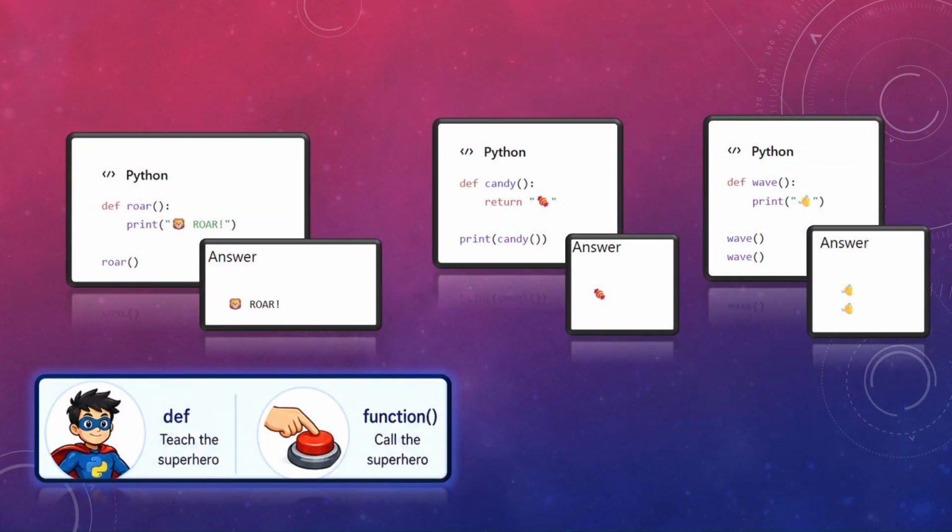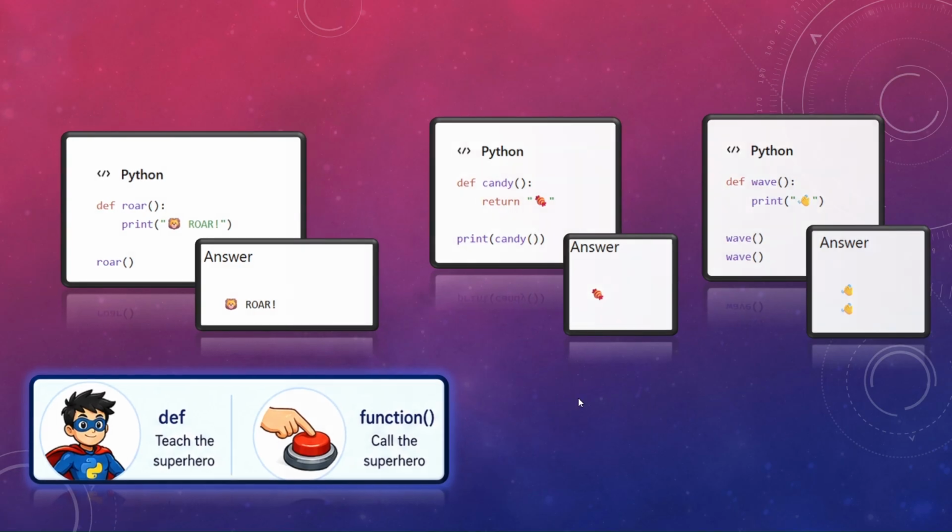Now, here I've shown you certain simple functions. Roar: as soon as you call this, the lion would roar. Candy: it will return a candy. Wave: it will return a wave. So this is the definition we are teaching our superhero, or our computer, and here we are calling the function. So both the parts we have understood, what exactly they are, right?